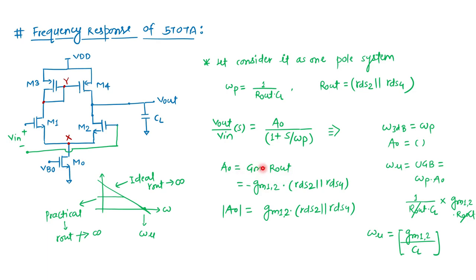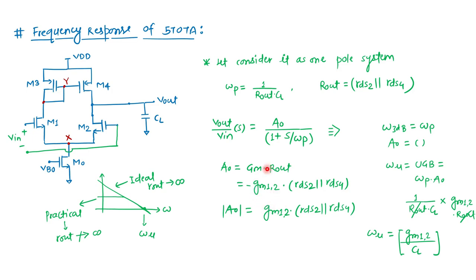And GM for the 5 transistor OTA structure is nothing but GM of 1, 2. We can see that directly by short circuiting the output, calculating the short circuit output current, and dividing by the differential input voltage. This GM always comes from GM of 1, 2, the input transistor pair's GM only. This is the GM of the structure. And Rout we already calculated in the previous video. So what is the gain? Gain is nothing but GM12 times Rout, which is RDS2 parallel RDS4.